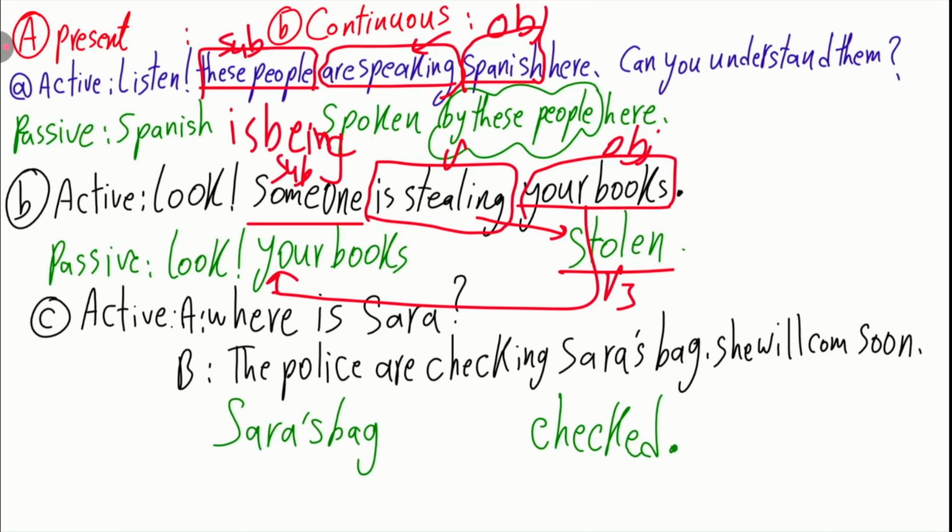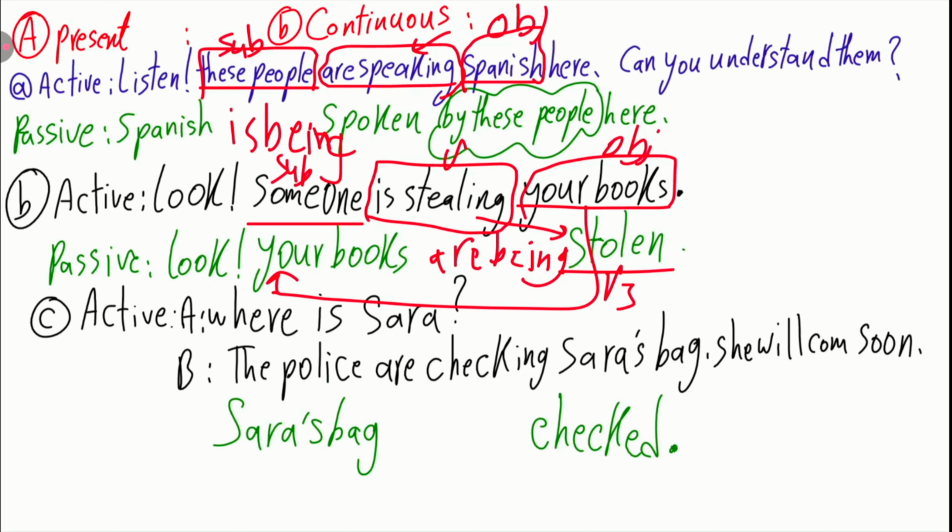And of course, for verb to be here, my friends, we have am, is, are, being. We choose books. Your books are being. Your books are being stolen.